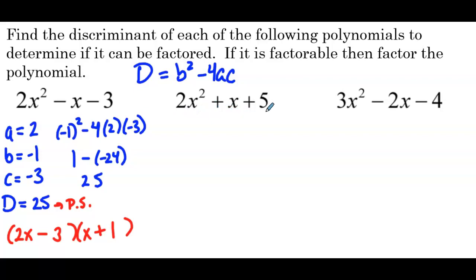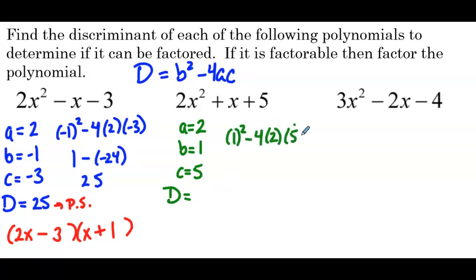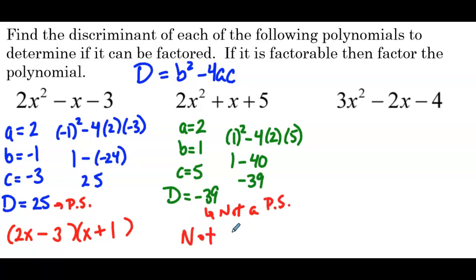Next example, 2x squared plus x plus 5. So a is 2, b is 1, c is 5. So what's our discriminant? So we have 1 squared minus 4 times 2 times 5. So we have 1 minus 4 times 2 is 8, times 5 is 40. So we have negative 39. Well, a negative number cannot be a perfect square. So this is not a perfect square. So that means that this trinomial is not factorable.